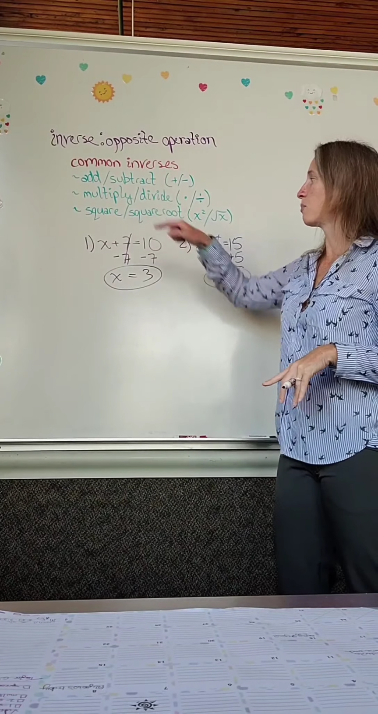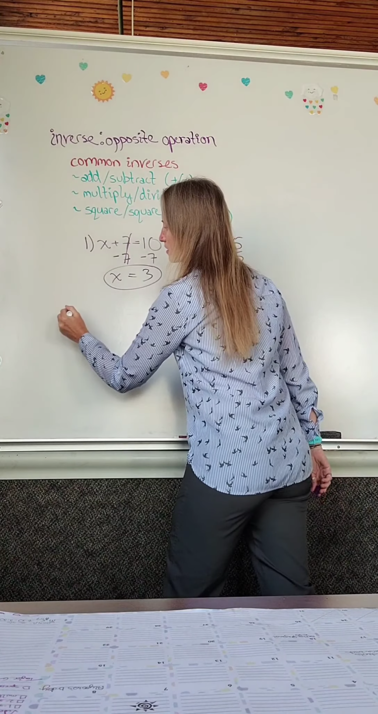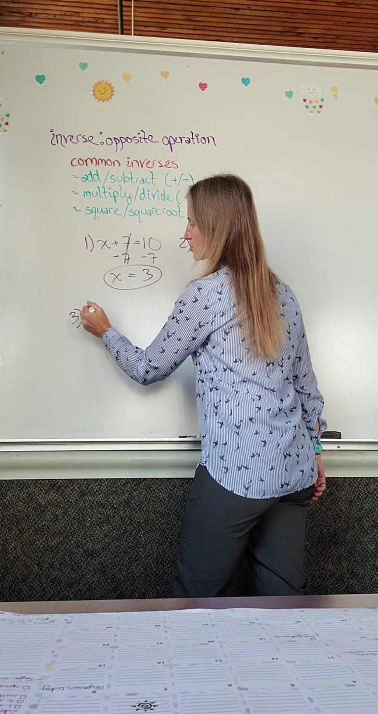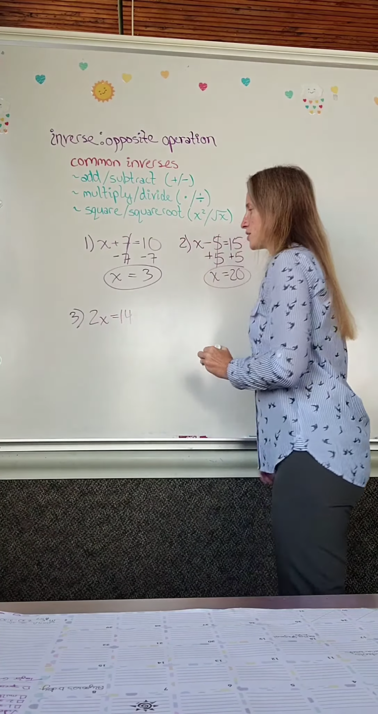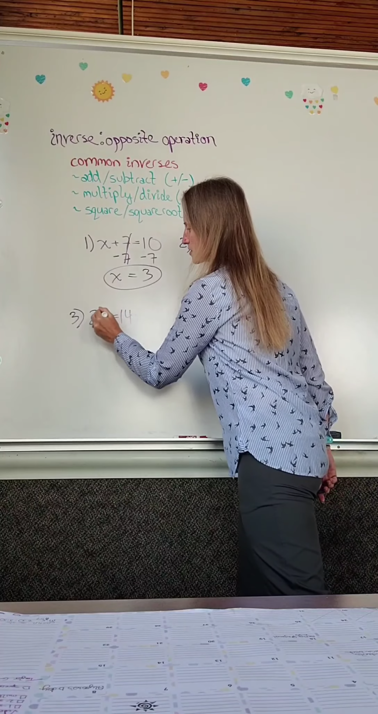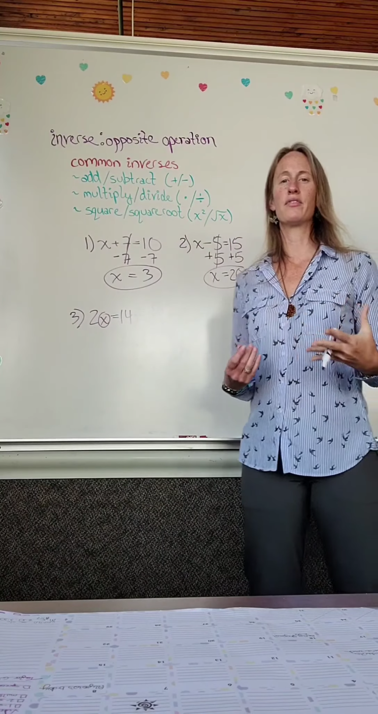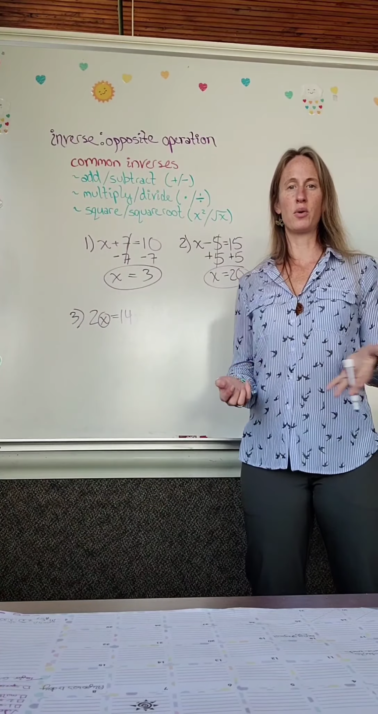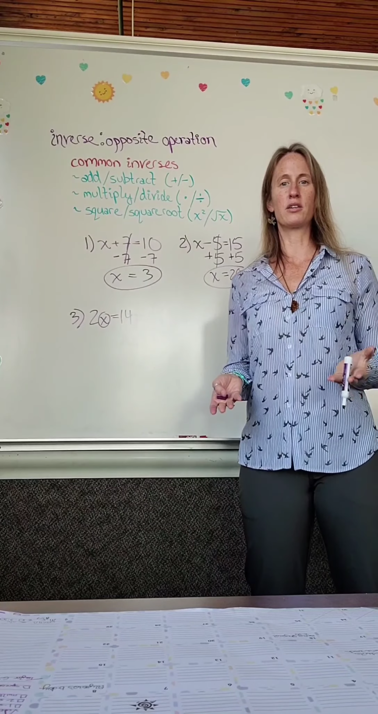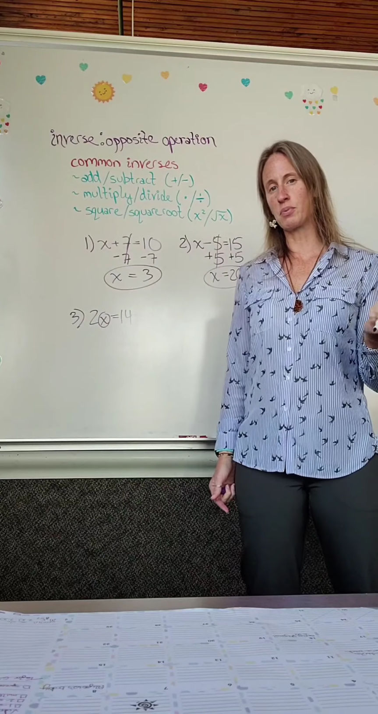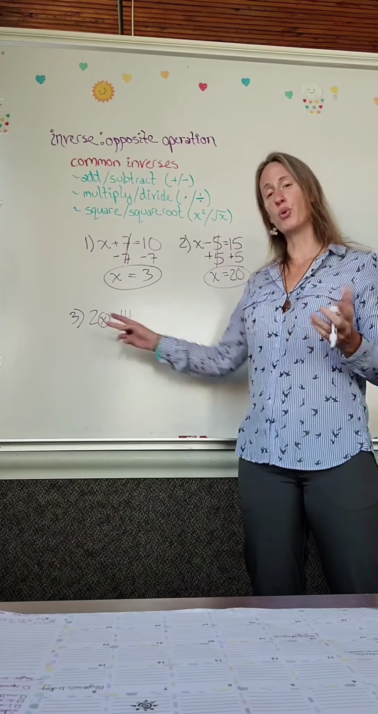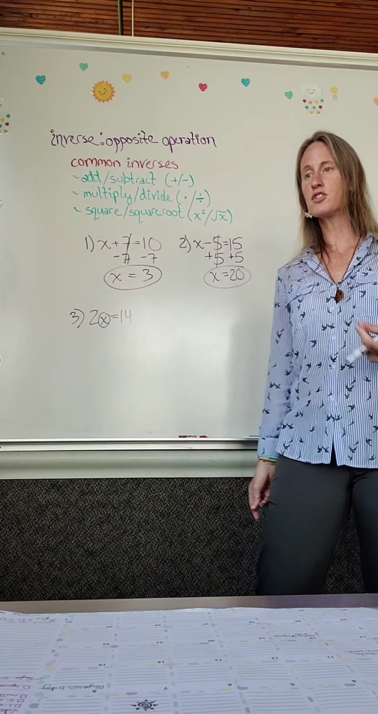And then we have multiply and divide. So let's say we have 2x equals 14. So remember, we're trying to get this guy by itself. So we need to get rid of that 2. Well, it's understood when you have a number, a coefficient, next to a letter, the variable, that these two things are being multiplied. So to undo the multiplication, we use division.